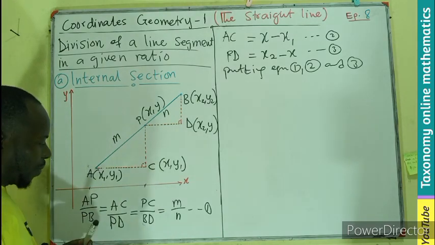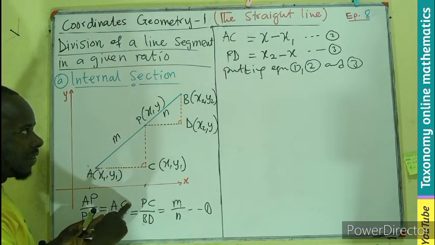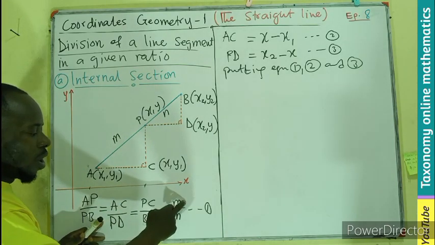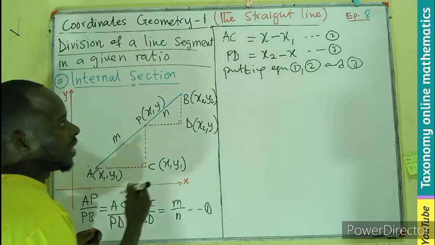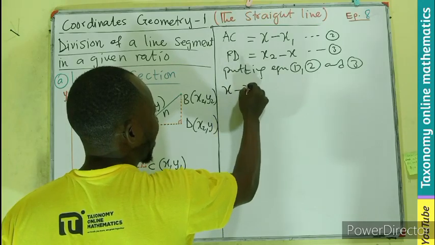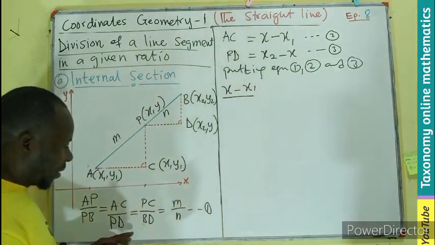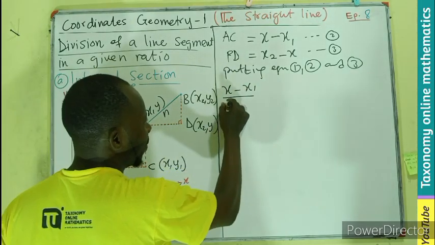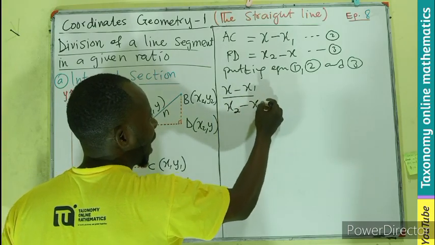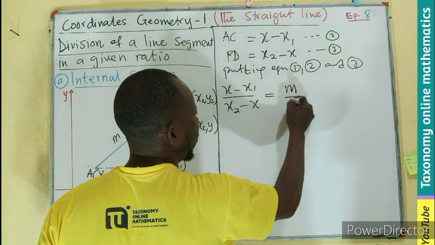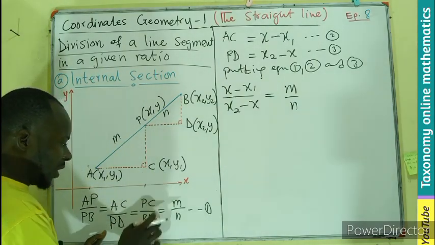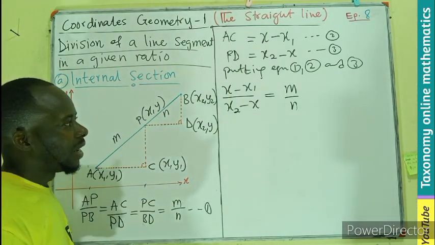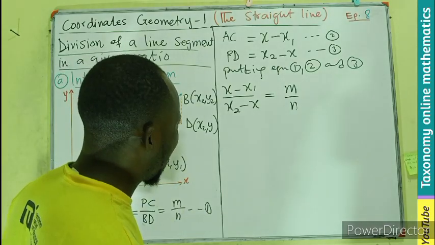We can see that if I pick AC divided by PD equals m over n, then in place of AC I'll be having x minus x1, and in place of PD I'll be having x2 minus x, equals m over n. If I'm picking this equals to this, it is the same as this. All right, let's cross multiply.